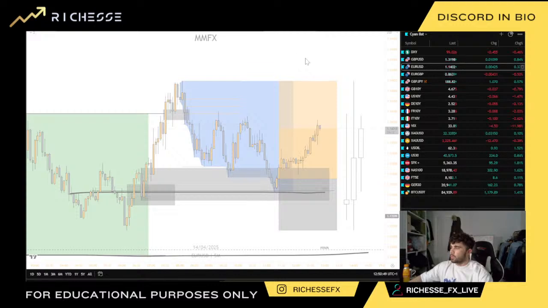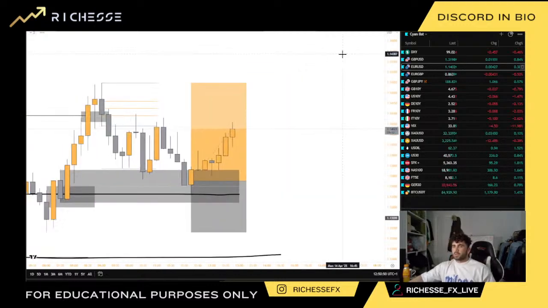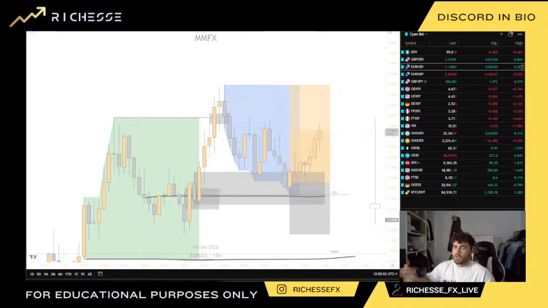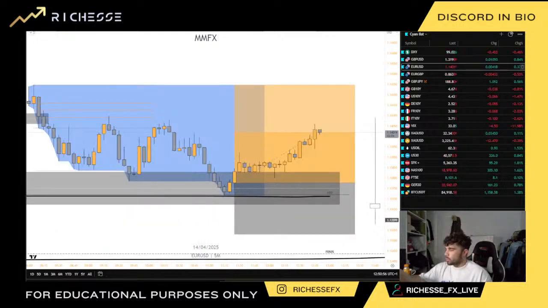Right, perfect. Right, let me go back to the 15 now. So in terms of the, actually it looks way better on the 5. So in terms of continuation, right, what we want to be looking at.